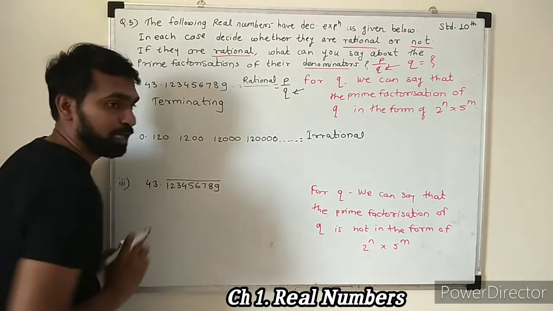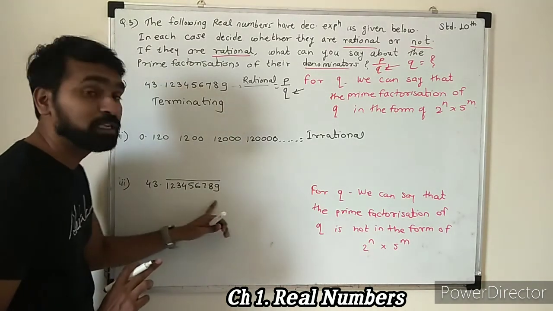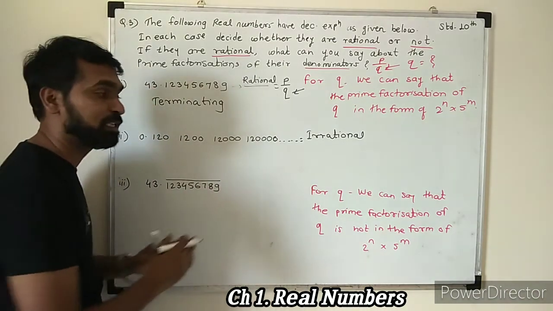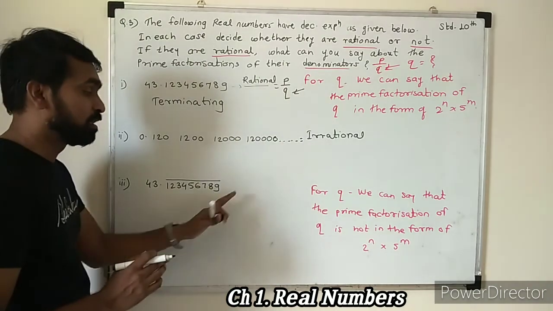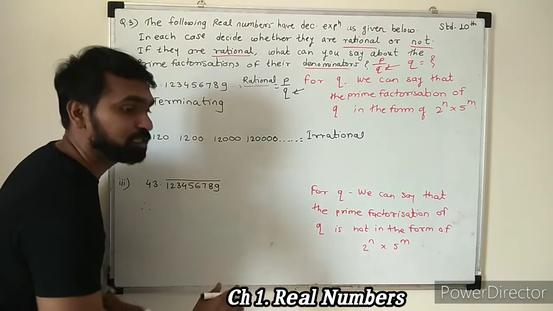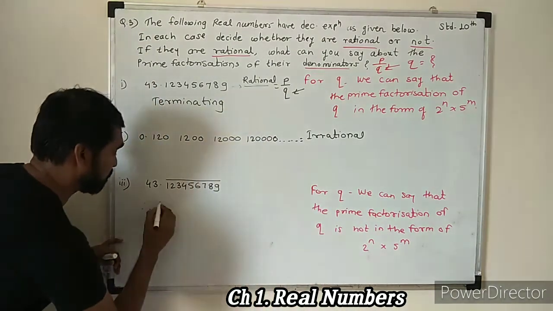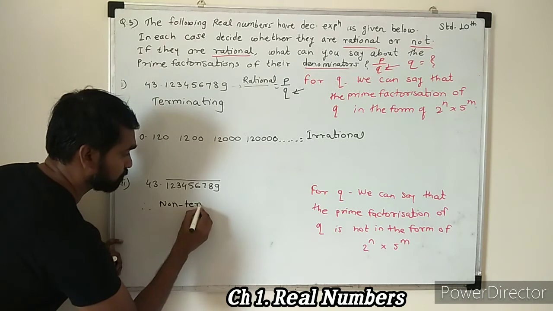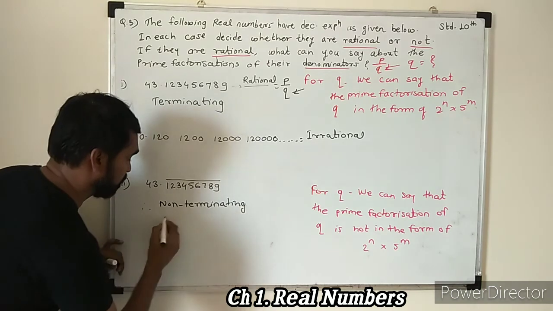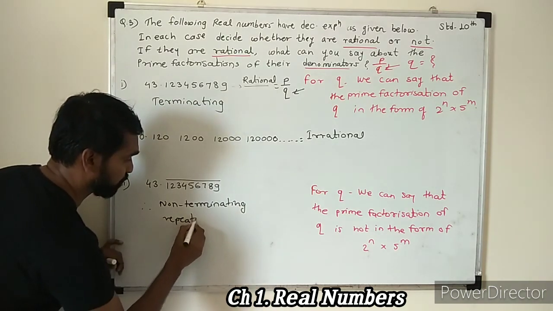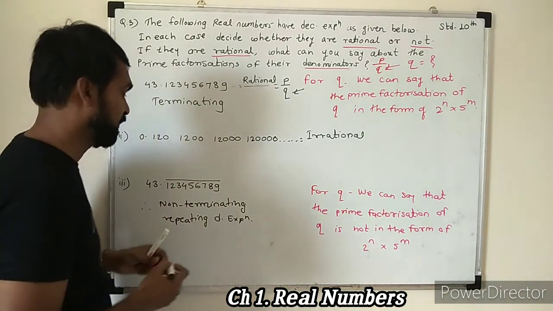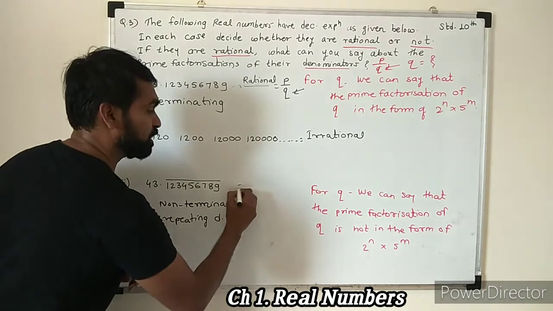43.123456789 and full bar. Bar, that is what? Repeated numbers are there. That is again here 1 to 9 numbers are there. Again 1 to 9 numbers. Here the remainder never becomes 0. So therefore this is a non-terminating repeating decimal expansion.